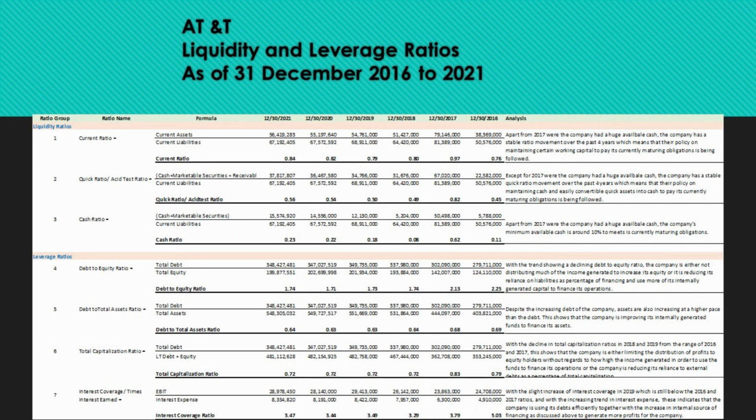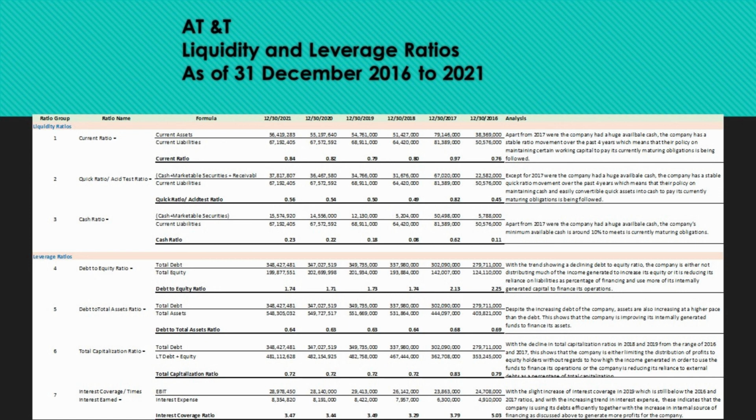Now, the next ratio is the debt to total assets. By dividing total debts with the total assets, we can see that from 2016 to 2021 it has the same range, which means, as compared to the debt to equity ratio, that despite the increase in the debt of the company, the assets are also increasing at a higher pace than the debt, showing that the company is improving in its internally generated funds to finance its assets.